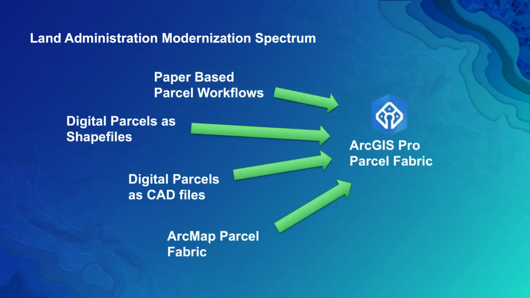So wherever your agency is on the spectrum, there's a direct path to the most modern ArcGIS Pro Parcel Fabric. ArcGIS Pro Parcel Fabric provides the best connection to official tenure record, supports the widest variety of data collection and record formats that can be imported. It also provides the best tools to manage land records and products and solutions to share and disseminate information with stakeholders.